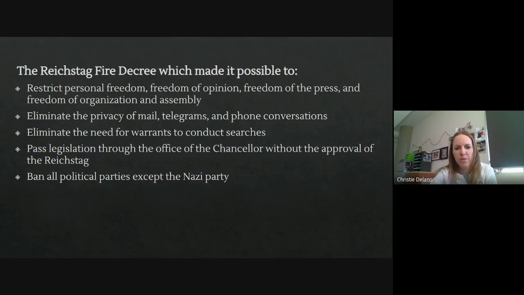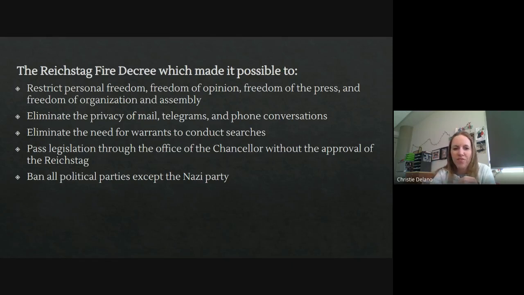So there's a little summary there. All of the things that it made it possible for the Nazis to do. Restrict individual rights and freedoms. Eliminate privacy of communication. Eliminate the need for warrants to conduct searches. Pass legislation through the office of the Chancellor without approval of the Reichstag. And that's a big one, right? Because that means that Hitler is not accountable to the Reichstag, and that Reichstag was, in theory, supposed to be accountable to the people. So now you have the elimination of any form of accountability to government and to the people, right? That is a big one.